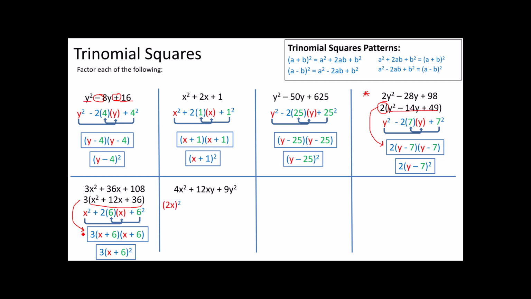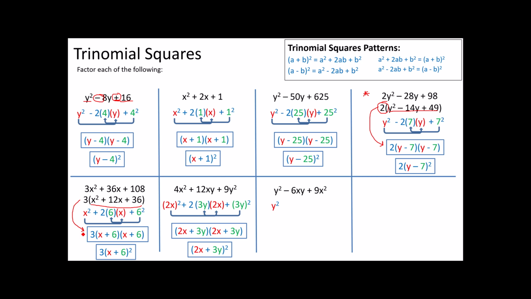How about this? 2x times itself, 3y times itself. Is the middle 2 times 3y times 2x? Why, yes, it is. There's your answer, or in a more simplified form. I do realize I'm going faster and faster as we do these. I'm going to suggest that you do pause and do these on your own. Y squared is a perfect square. 3x is a perfect square. Is the middle 2 times the 3x times the y? Yes, it is. And there it is in factored form.